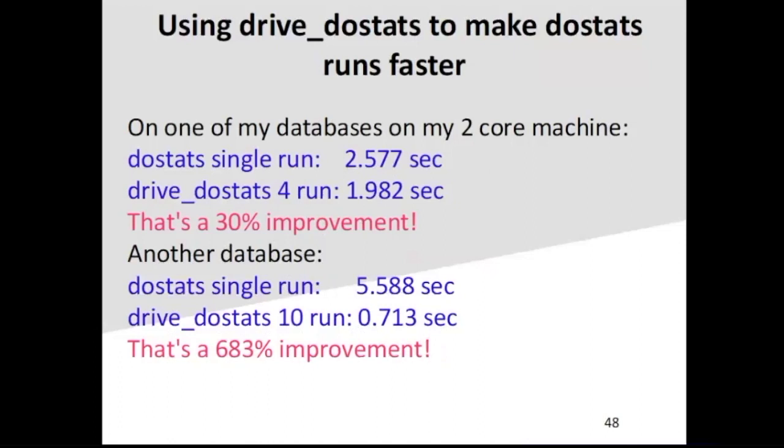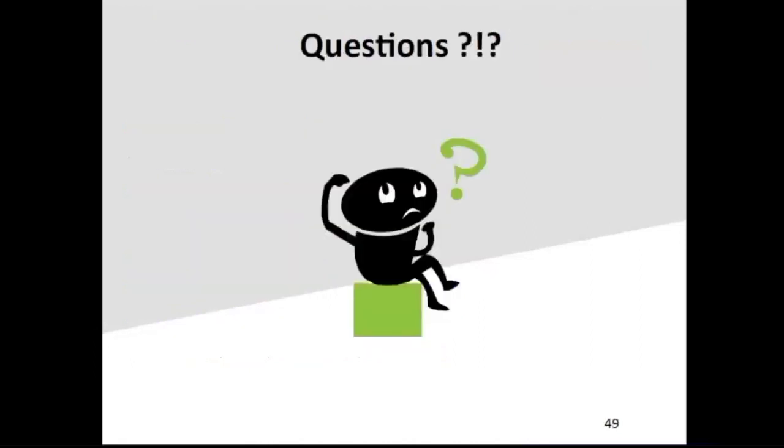On a larger database, it took 5.5 seconds to run, but drive Dostats with 10 instances on a 2-core machine knocked that down to under a second, under 3/4 of a second, so 600% improvement. So you can get your stats done a whole lot faster by running them in parallel, again, if you have the cycles available to do that without screwing things up and causing problems for other applications.